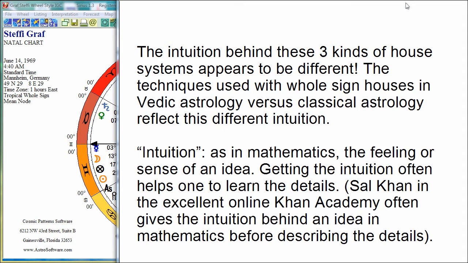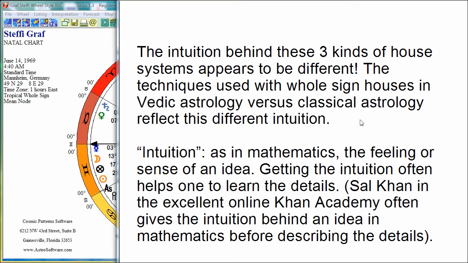Now, when I say appears to be, in astrology, we're handed down these rules, and people say, here's how you calculate houses, and they give you a quadrant house system and say to use whole sign. There is not very much information on why you would do this or what the implications are, so we have to kind of extrapolate and figure out what people might have been thinking. And I'm going to suggest that the techniques used with whole sign houses in Vedic astrology versus classical astrology reflect a different intuition.